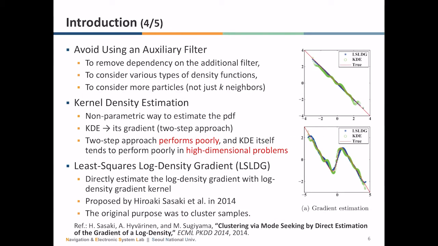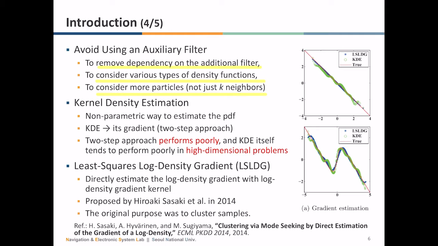Through this study, we intend to eliminate the dependency on the additional filter and to get the divergence from a distribution that is more similar to the true distribution than the Gaussian distribution assumed by EKF or UKF. Also, we want to consider more samples, not just k-neighbor samples.